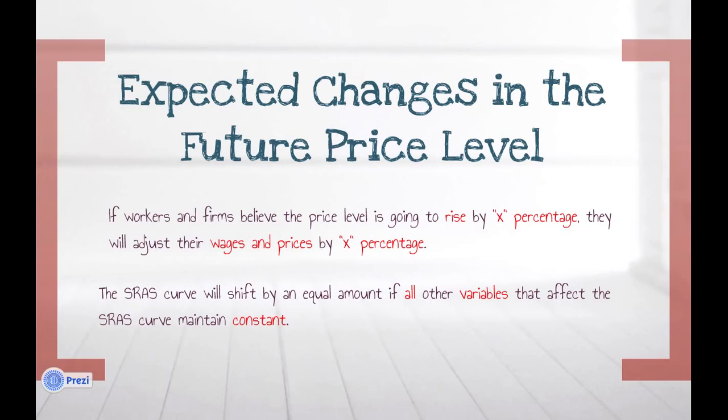What shifts aggregate supply? Expected changes in the future price level. If workers and firms believe the price level is going to rise by a certain percentage, they will adjust their wages and prices by that percentage. The short-run aggregate supply curve will shift by an equal amount if all other variables that affect the short-run aggregate supply curve remain constant.